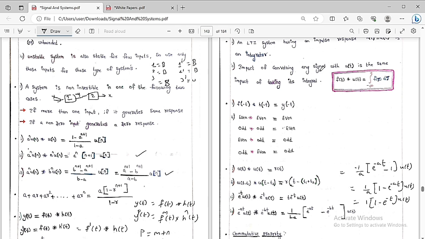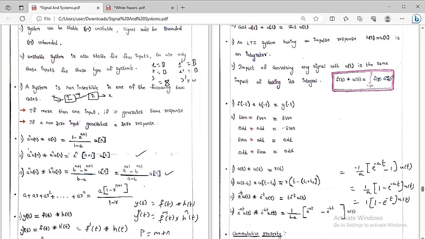The impact of convolving any signal with u of t is the same as the impact of taking its integral. As I have already told you, f of t convolution u of t is equal to the integration of the signal, which is the integral from tau equals minus infinity to t of f of tau d tau. So if you convolve any signal f of t with u of t, it is basically the integration of the signal f of t itself.